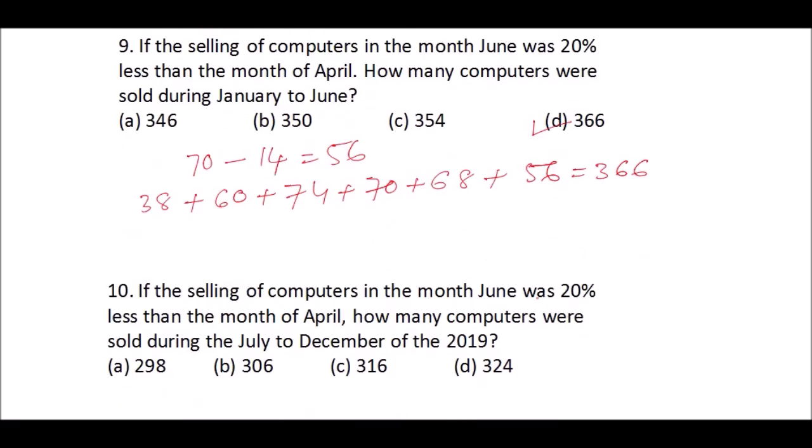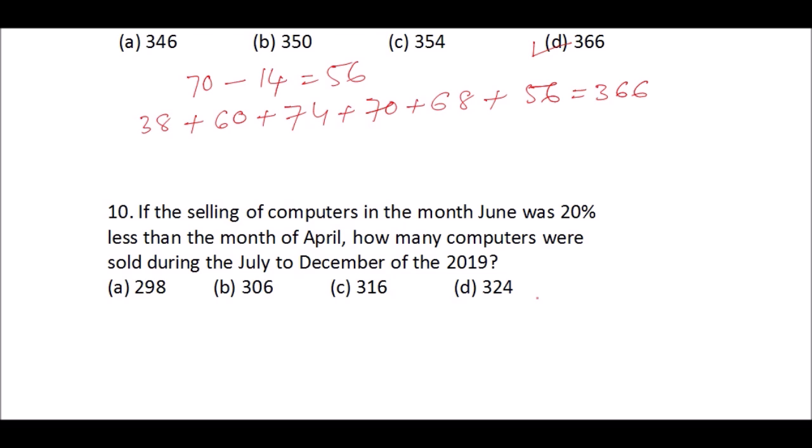Next question is, if the selling of computers in the month of June was 20% less than the month of April, how many computers were sold from July to December? Already we found out that 366 is January to June, and the total computers sold was 682. So 682 minus 366, therefore 316 is the correct answer. Therefore, option C is the correct option.